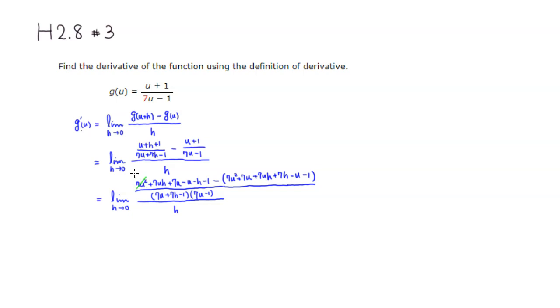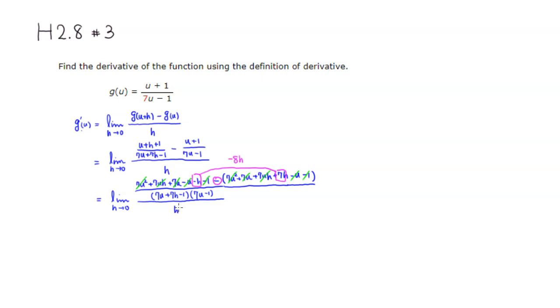You have 7u squared here minus 7u squared. 7u(h) minus 7u(h). 7u minus 7u. And then there's a negative u minus negative u. Then you have negative 1 minus negative 1. So what's left is actually a couple of terms left over. You have a negative h right here. Then you have negative 7h, so don't forget the negative sign here. So that'll be negative 8h. If you combine those together, you have a negative 8h, and that's the only thing left over.